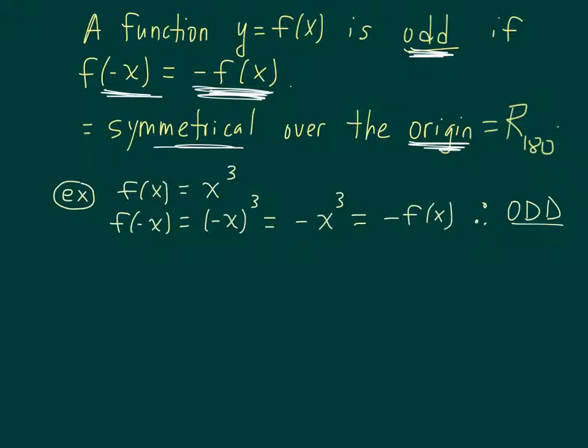Now graphically, if we were to take a look at this, here is our graph of x cubed. If we're looking at a point up here, such as (2, 8), okay, 2 cubed is 8. If we were to negate the x value of 2, we would have negative 2. If we plug negative 2 back into the function, notice we get the negation of the y value. And here we're showing that it's really symmetrical over the origin.